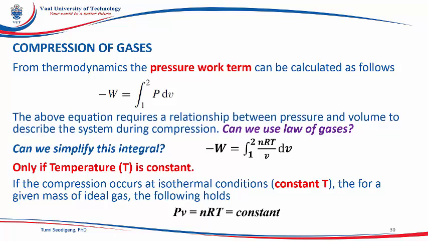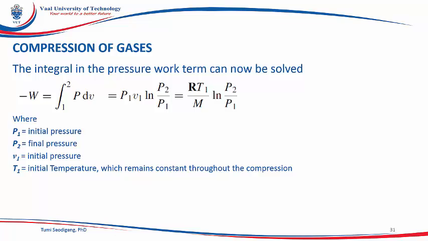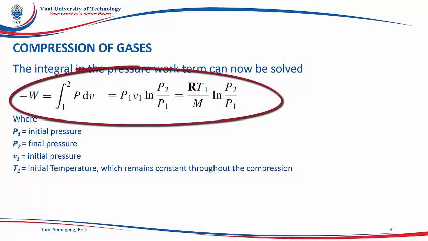If compression occurs at isothermal conditions, meaning at constant temperature, then for a given mass of ideal gas, PV is equal to a constant holds. The integral can now be solved explicitly to obtain isothermal compression work, which is the work done at constant temperature.